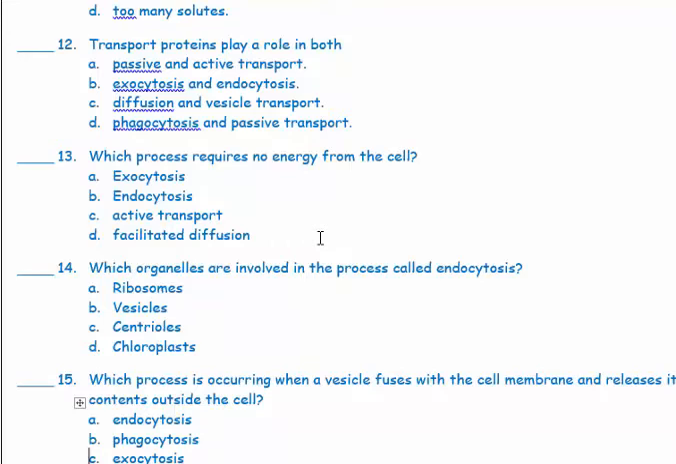13. Which process requires no energy from the cell? Of course, it's D, facilitated diffusion. Because exocytosis, endocytosis, and active transport, all three of them are forms of transport that require energy from the cell. Number 14. Which organelles are involved in the process called endocytosis?